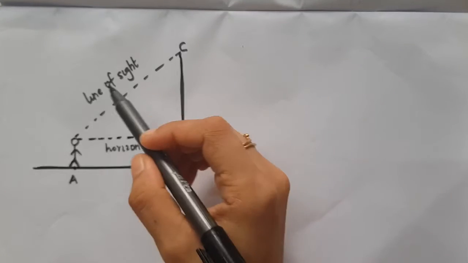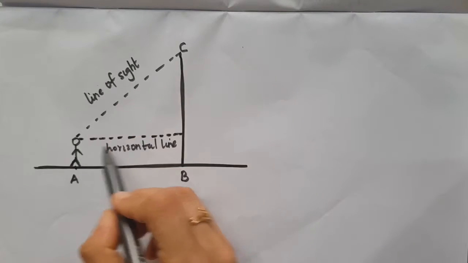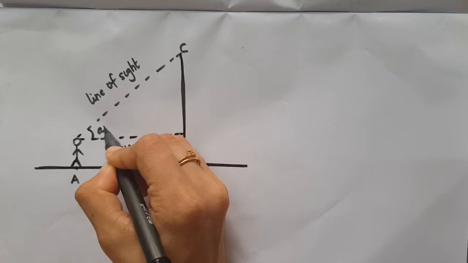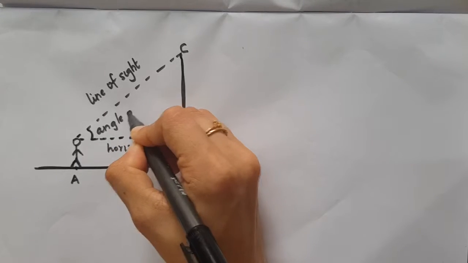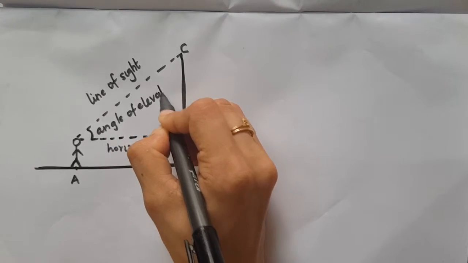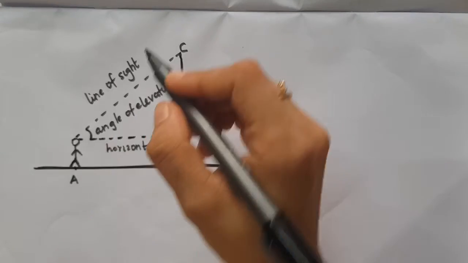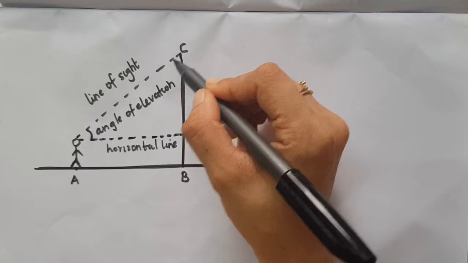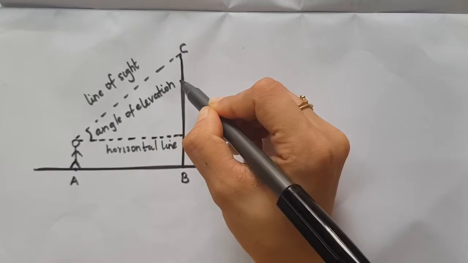The angle formed between the line of sight and the horizontal line, that is, this angle, is called the angle of elevation. Now, why is it called elevation? Because you're lifting your head to look at the top of it, something which is above you. So, this is called the angle of elevation.